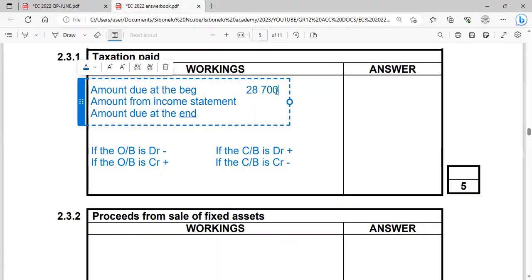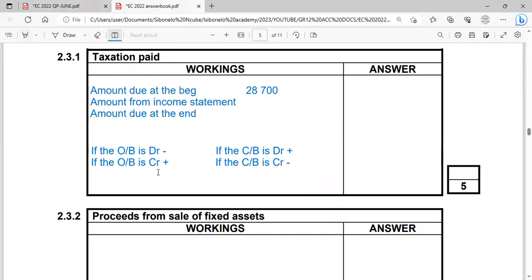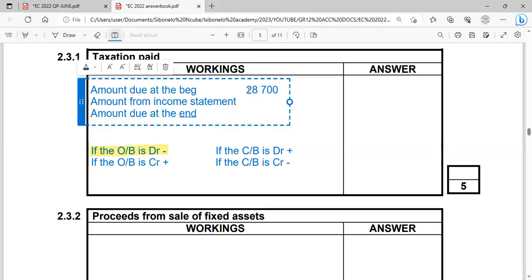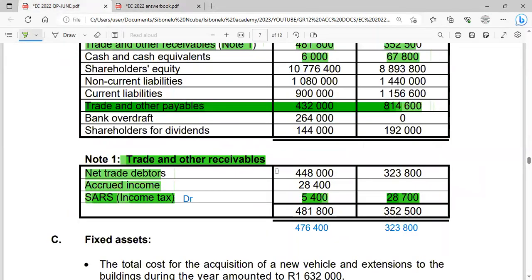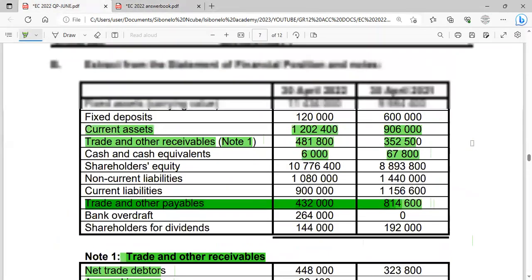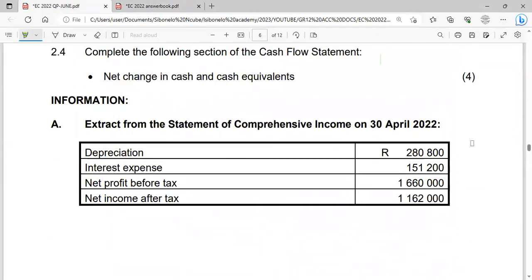So is it gonna be positive or negative? So we said if the opening balance is a debit balance, it is negative. Therefore, we're gonna put this one in brackets. It's negative. So if this was a credit balance, then it would be positive, obviously. And then income tax from the income statement, the amount assessed by SARS. So we're gonna find that one in the income statement.